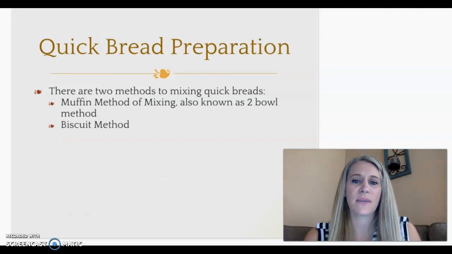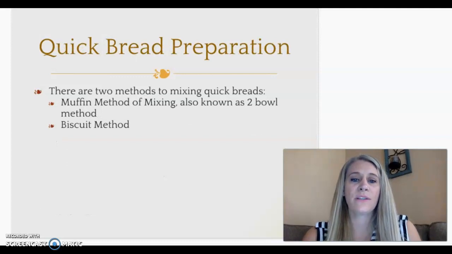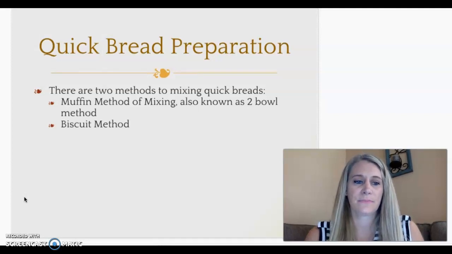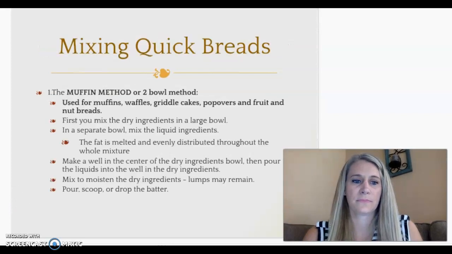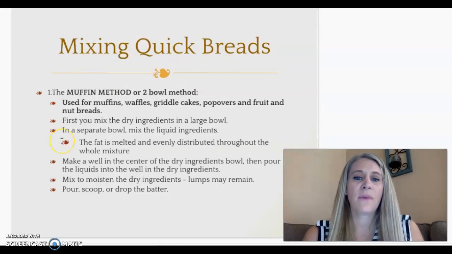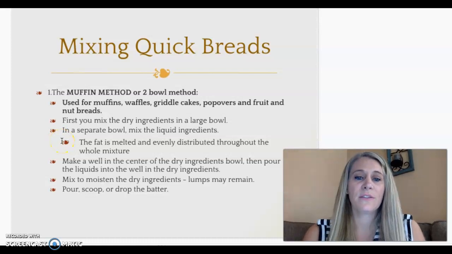There are two methods of mixing for quick breads. One is called your muffin method of mixing, which is also known as a two-bowl method, one for liquid, one for dry. And the other one is called the biscuit method. The muffin method or two-bowl method is used for muffins, waffles, griddle cakes, popovers, and fruit and nut breads. This is most often used for your pour batters and your drop batters.